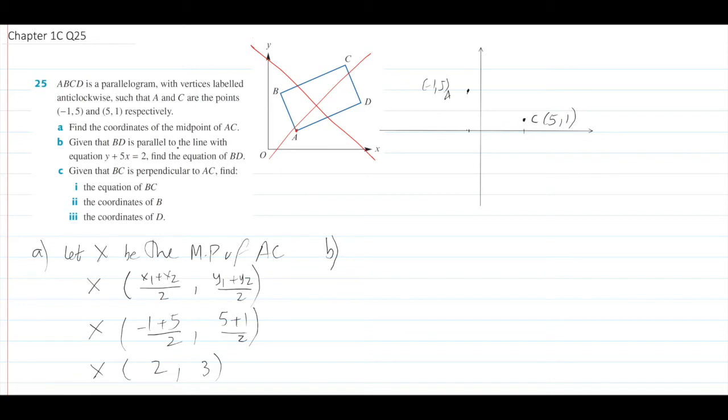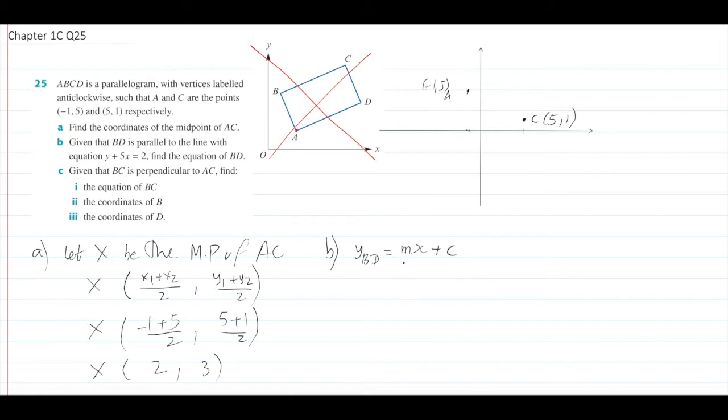Given that BD is parallel to the line with equation y plus 5x equals 2, find the equation of BD. Right, so we know BD is a line, and I'm going to refer to it as y_BD equals mx plus c. Now we need to find the equation of the line BD. We need to find the gradient m, and we also need to find the y-intercept c. How do you do that?